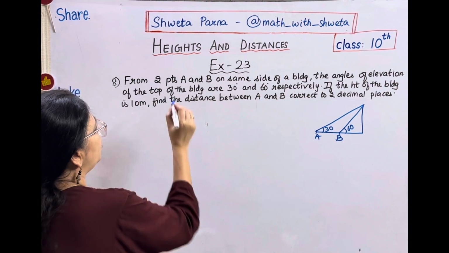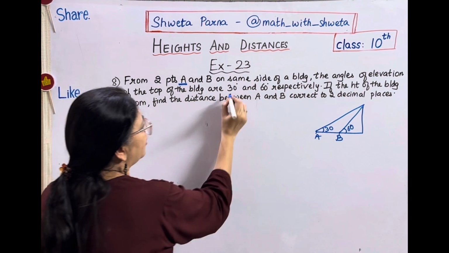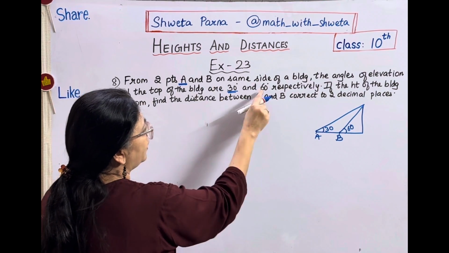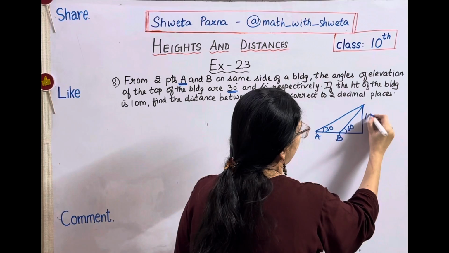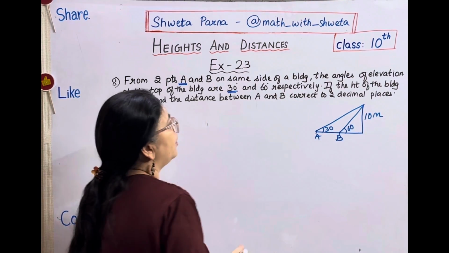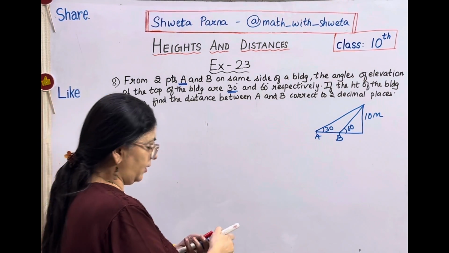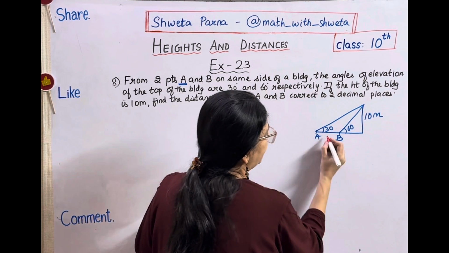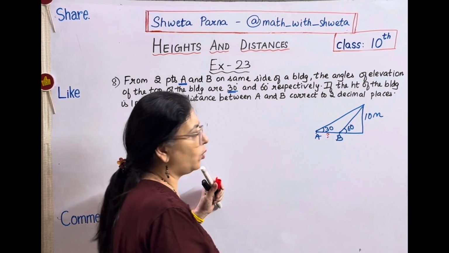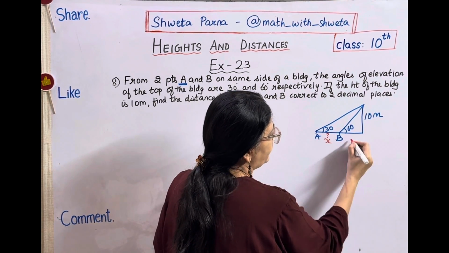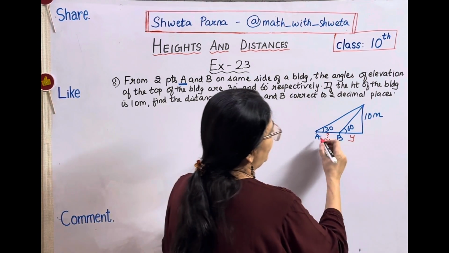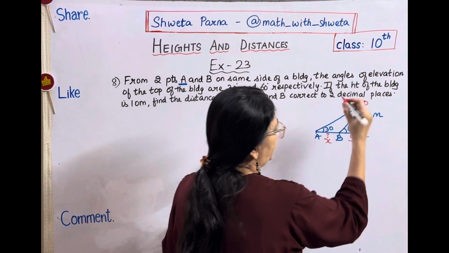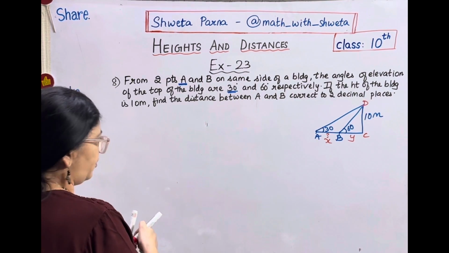See how to know it. First is point A, it is 30 degrees. B is 60 degrees. If the height of the building is 10 meters, between A and B you have to find the distance. That means you have to find the distance between these two. So let's take this as x and this as y, and I'll name this A, B, C, D. Let's solve it, children.